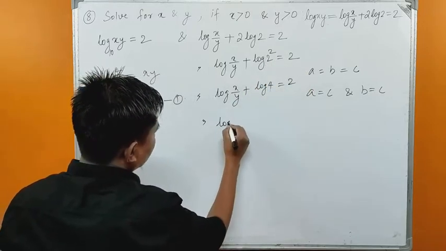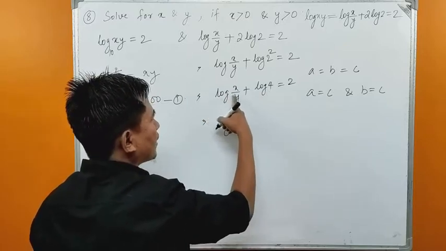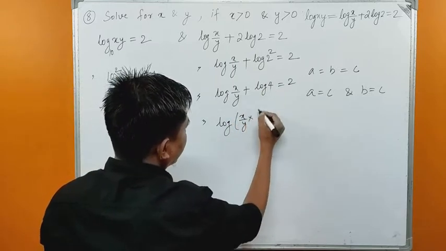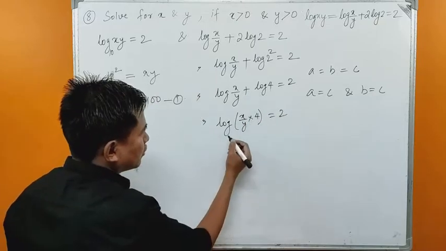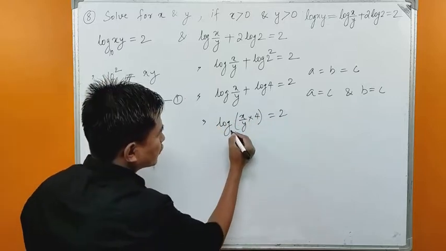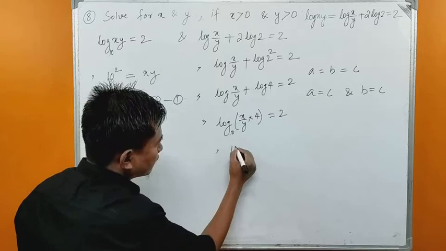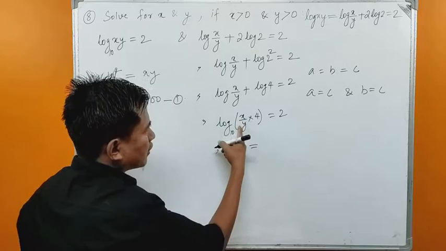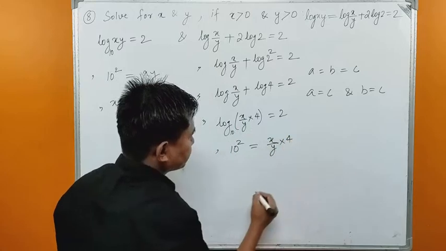See here, log m plus log n means log m into n equals 2, and 2 is on the right hand side. So let us convert this logarithmic equation to exponential form. Here also we don't have a base, so we consider the base to be 10. We write 10, the base as it is, and this 2 comes here as power, equals x upon y into 4, and the 4 goes to the right hand side.